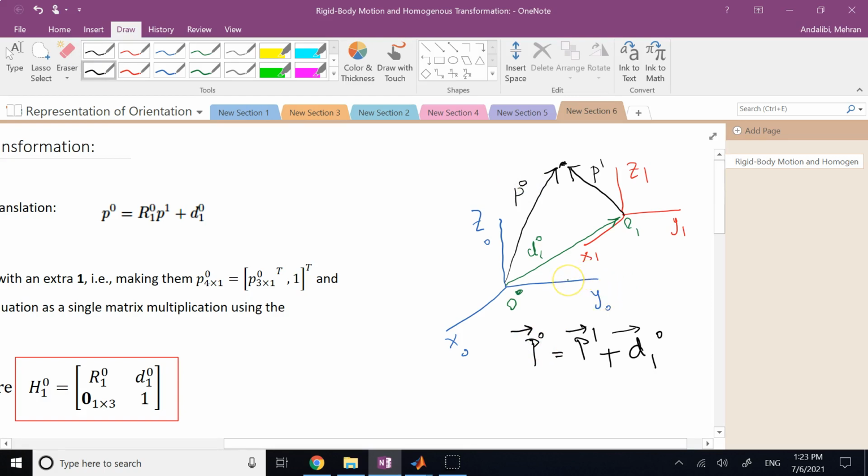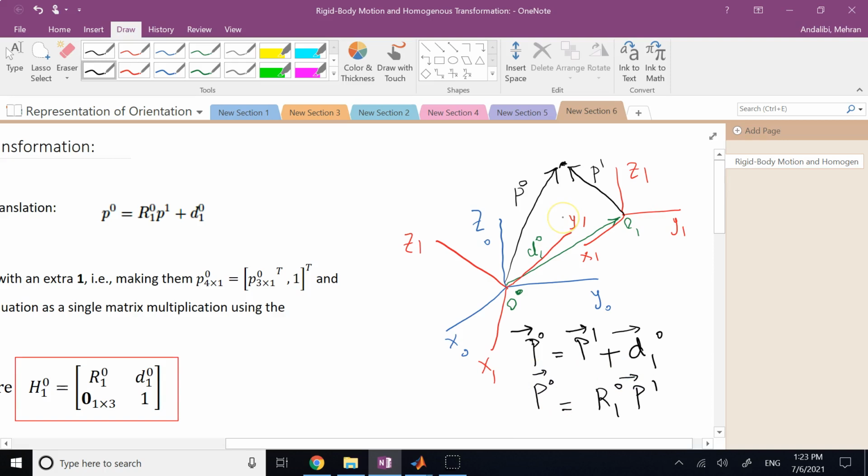We also learned that in case we have frame 1 at the same origin as frame 0, so the origin is the same, but the axes are rotated, let's say here instead I have this x1, this y1, and this z1. If I want to describe the coordinate of point P in this frame 1, what we learned in the previous lectures is that P of 0 was the rotation matrix R of 1 with respect to 0 times P of 1, right? So this is what we learned.